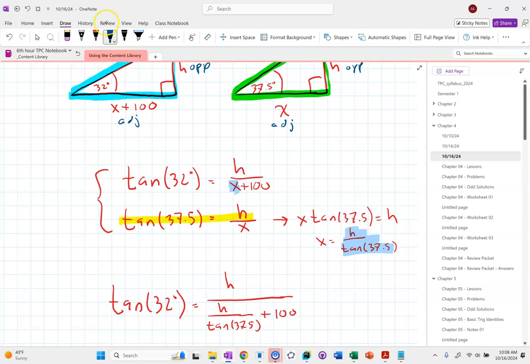So to unwrap this, what I first want to do is take care of this fraction inside of a fraction business that I have going on. You see how I have the little fraction h over tan 37 inside of the bigger fraction? I hate that. That looks confusing as all get out. So to fix that, I'm just going to multiply the top and bottom by tan 37.